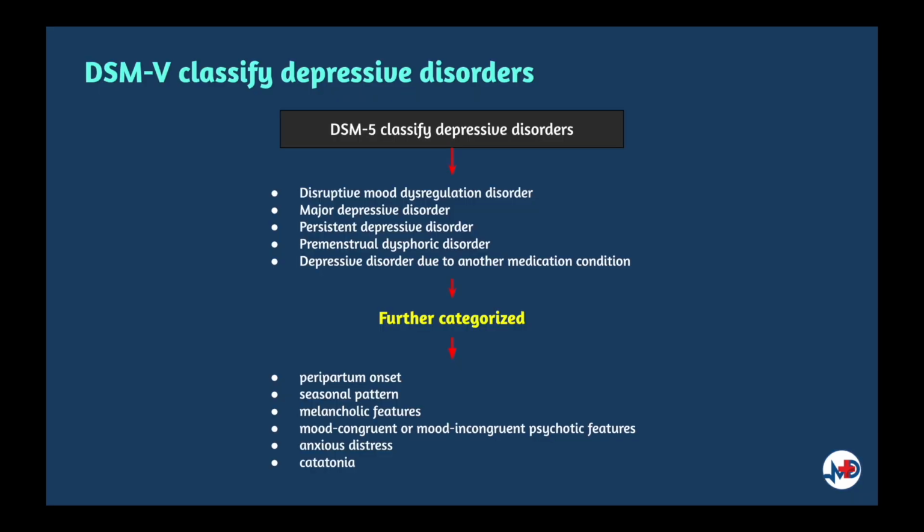So, how does the DSM-5 classify depressive disorders? Well, the classification is as shown in this slide, where we can classify them into disruptive mood dysregulation disorder, major depressive disorder, persistent depressive disorder, premenstrual dysphoric disorder, and depressive disorder due to another medical condition. It can then be further categorized into peripartum onset, seasonal pattern, melancholic features, mood congruent or mood incongruent psychotic features, and anxious distress, as well as catatonia.